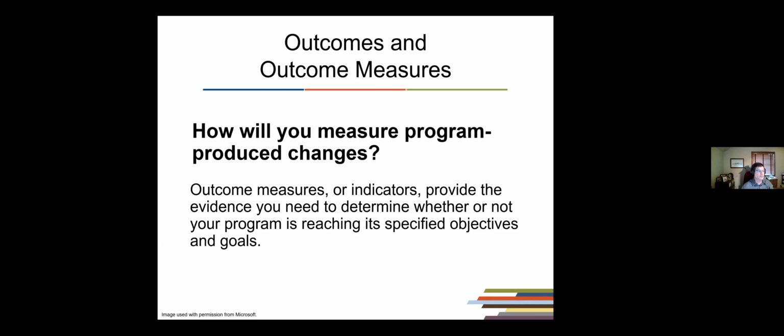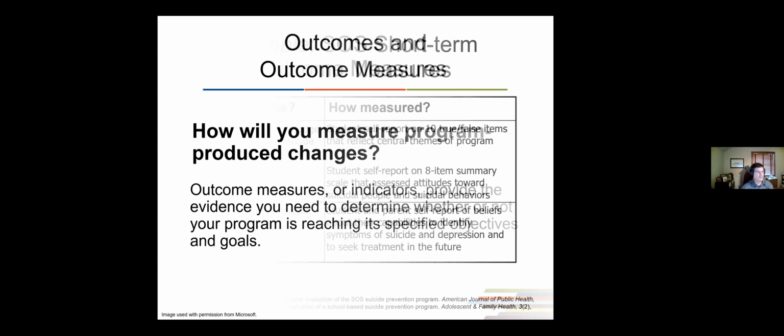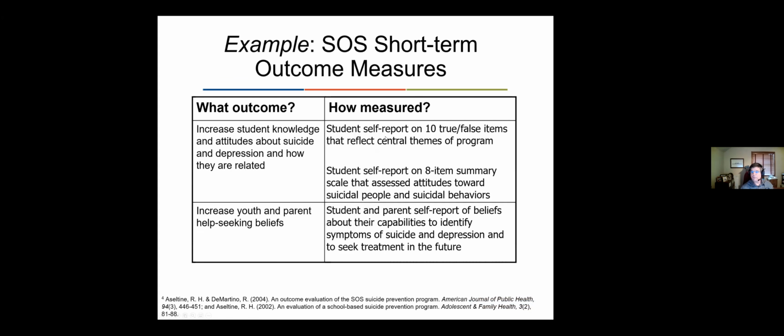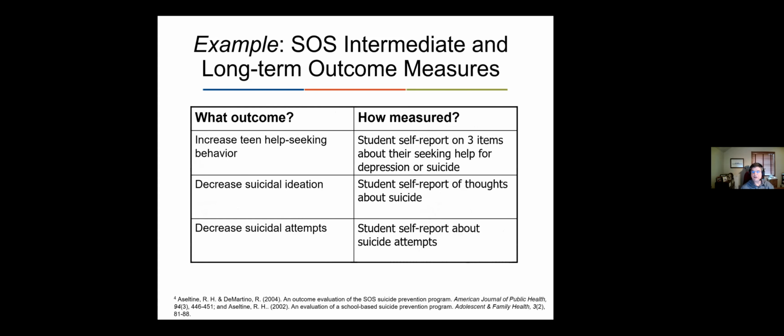It's just one. So as you go through that process in SOS, we have student self-report on those 10 true-false items about increase in knowledge and attitude. We have the student self-report. And then for youth and parent, we have the same thing there. So we have that survey that goes out. We also have the same thing as Nicole mentioned with intermediate and long-term measures, right? So we have the student self-report. We have decreases in suicidal ideation or the thoughts about suicide. We hope that goes down. Generally, the way it works, obviously, is you have to have the ideation before the action. And so if you can reduce ideation, you reduce the action or the attempt.